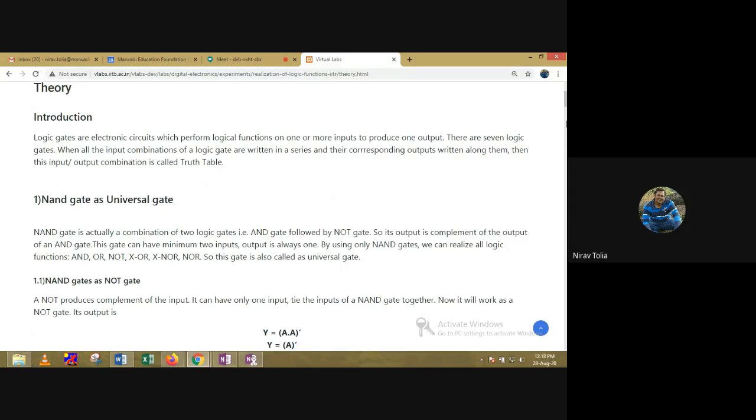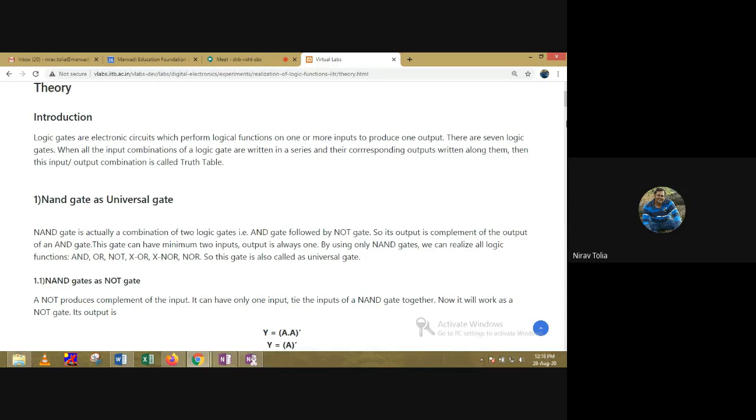How will the NAND gate work? As I already said, if we connect the output of the AND gate with a NOT gate, then it becomes a NAND gate. So that's why the NAND gate is actually the combination of two logic gates, AND and NOT. So the output of the NAND gate is the complement of the AND gate.